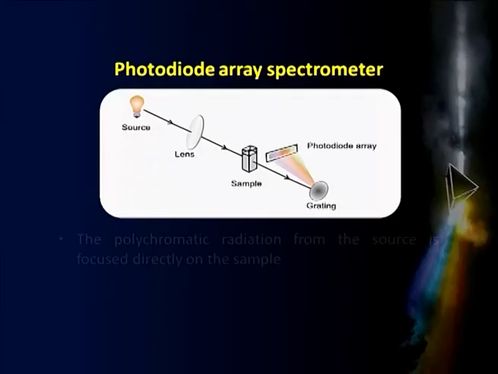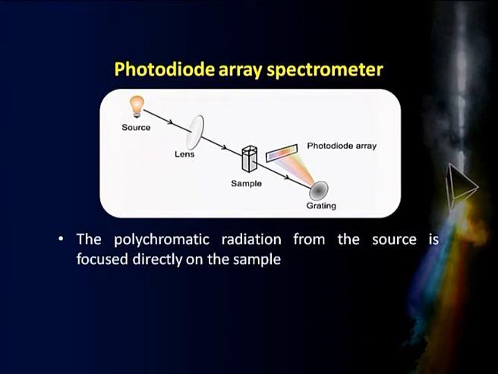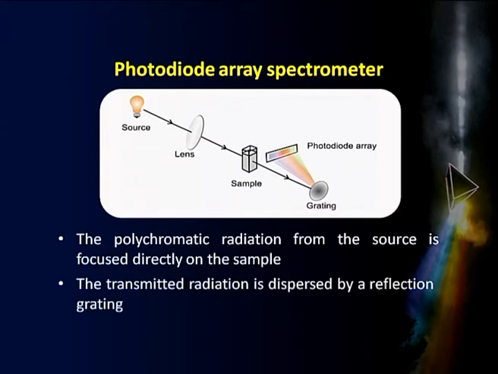So, they are in demand nowadays. You are making the polychromatic radiation fall straight onto the sample, and then the transmitted radiation, suitably dispersed by the reflection grating, is made to fall on the detector and detected simultaneously. So, that is the basic principle of our photodiode array spectrometer.